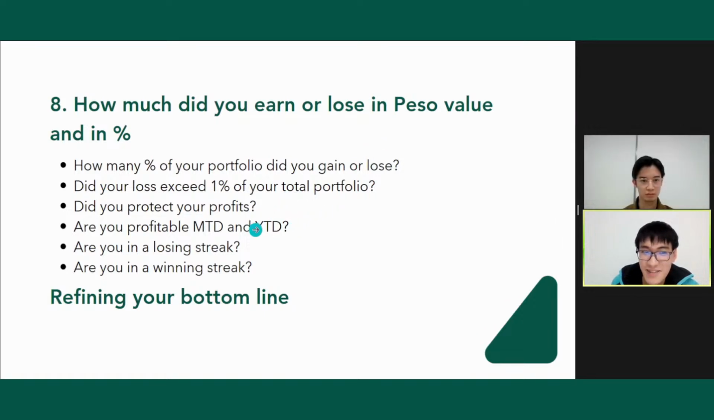So there. Next is, are you profitable month to date, MTD, and year to date? So for the month, for January, were you up? For February, are you up? Maybe you're down, right? Then year to date, from the start of the year, are you up?